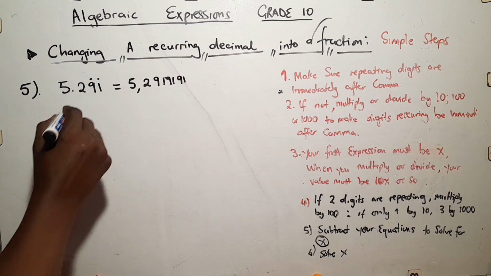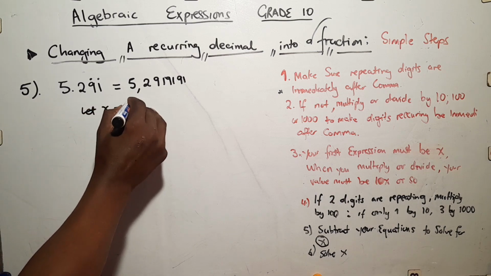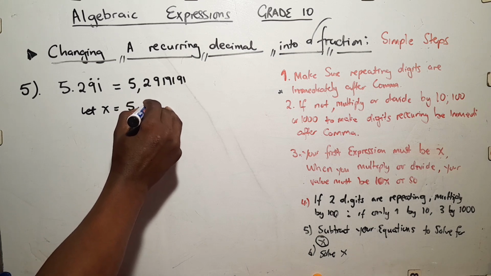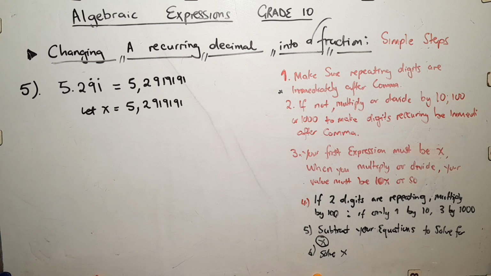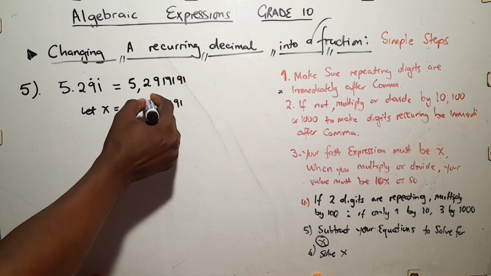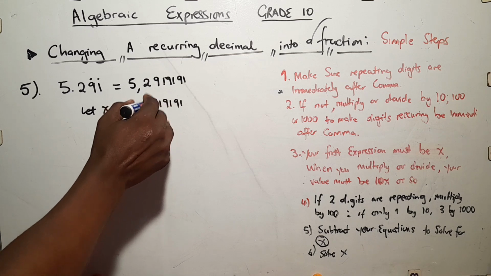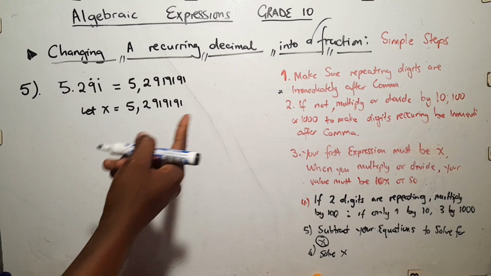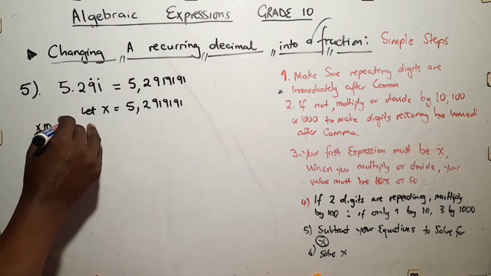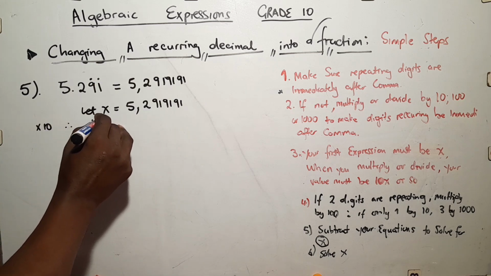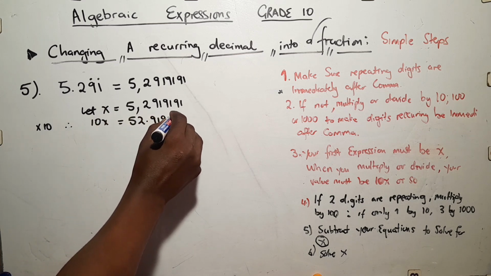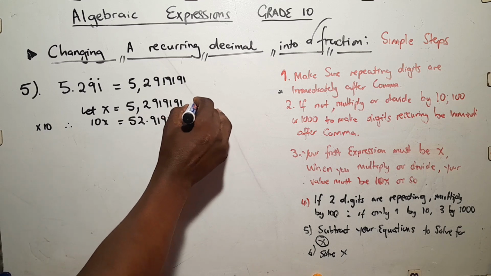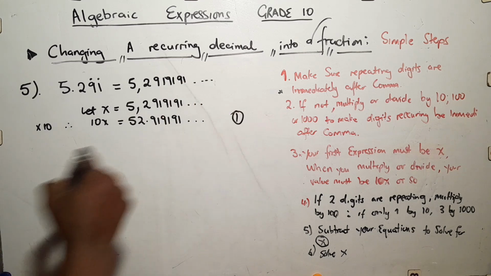So now we can let our x be equivalent to 5.2919191. So we check, are our digits that are recurring immediately after the comma? The answer is no. We are having this digit that is not recurring, and it's immediately after the comma. So it's only one digit, so we can multiply by 10. So if we multiply by 10, it means that your 10x now can become 52.919191, and so on. So now we can call this equation 1.